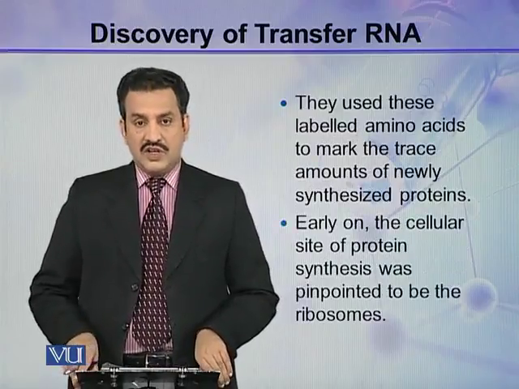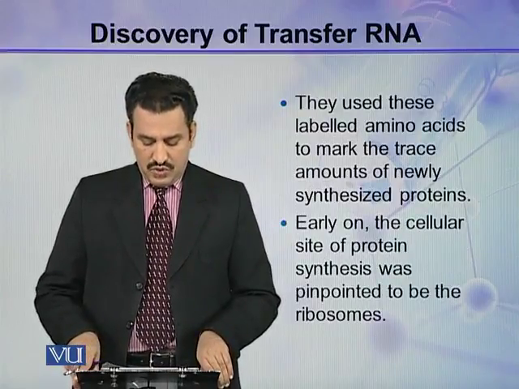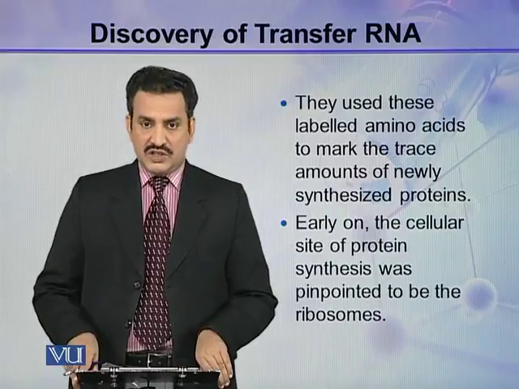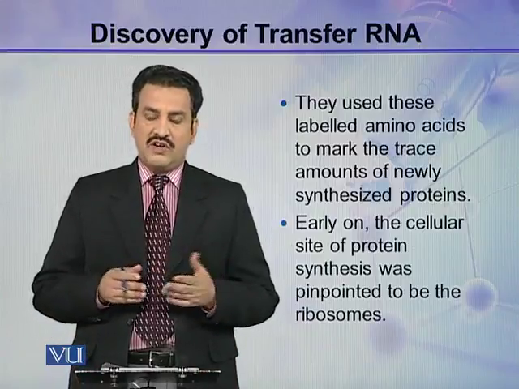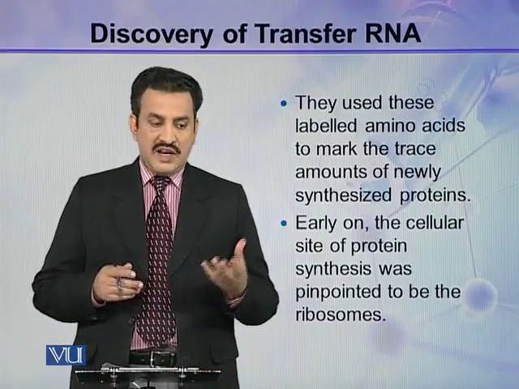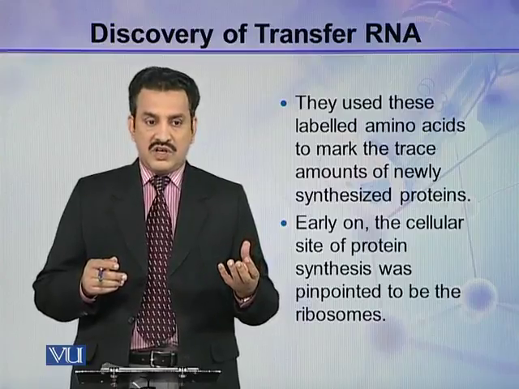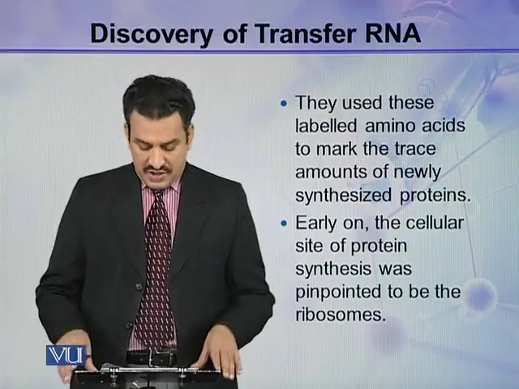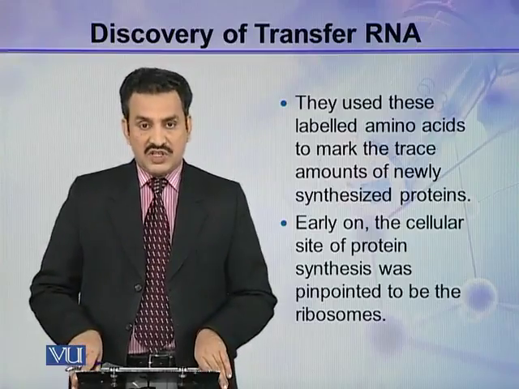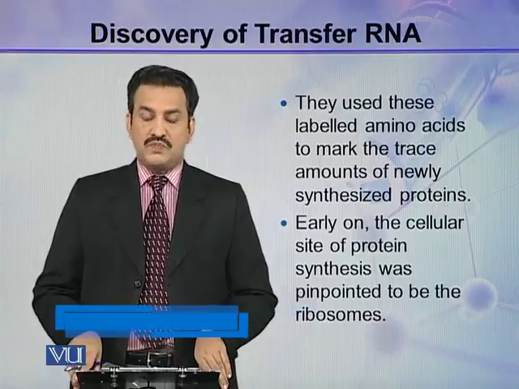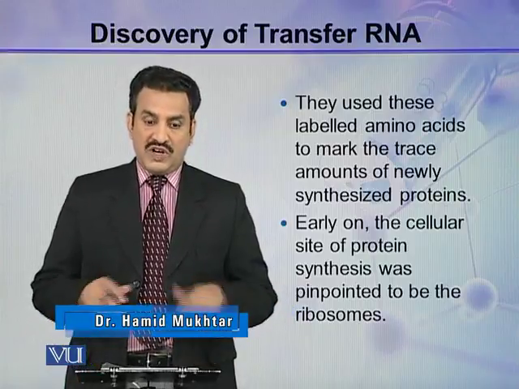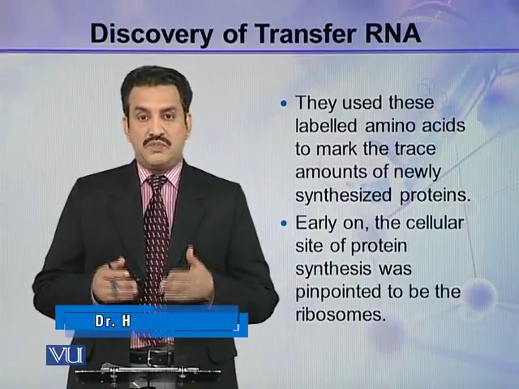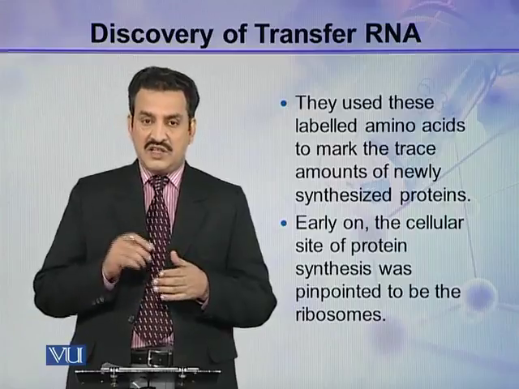They used these labeled amino acids to mark the trace amounts of newly synthesized proteins. So if the amino acids were radioactively labeled and these labeled amino acids are incorporated into proteins, the proteins can be marked. Early on, the cellular site of protein synthesis was pinpointed to be ribosomes. It was proposed, and it came to be known, that protein synthesis takes place at the ribosomes.